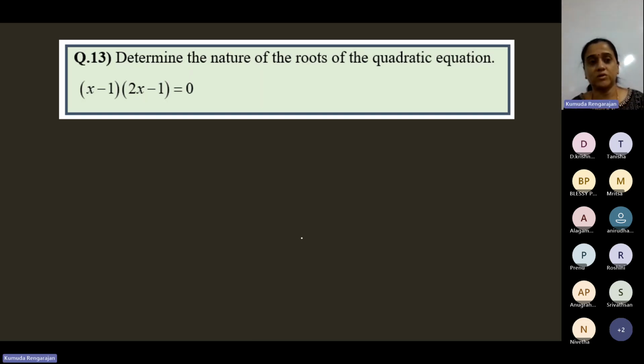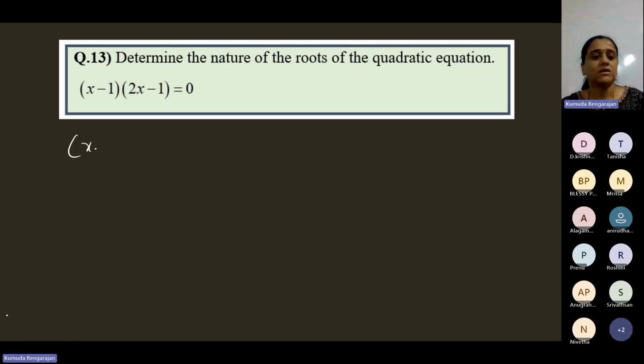Determine the nature of the roots of the equation. There's nothing to work out here. Just look at the equation and tell me. Real distinct roots. Why? Correct.